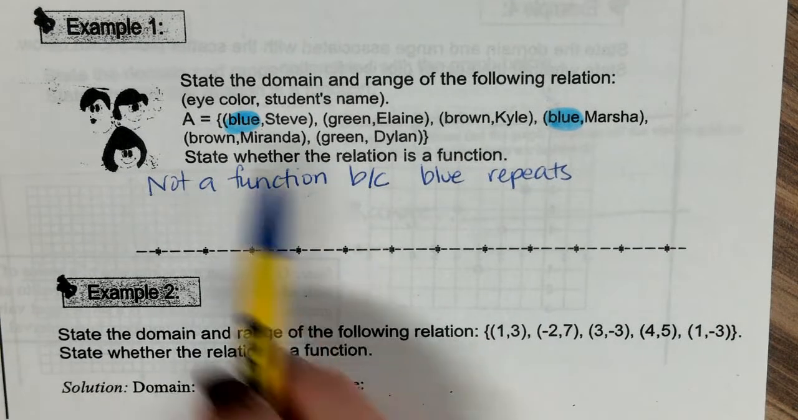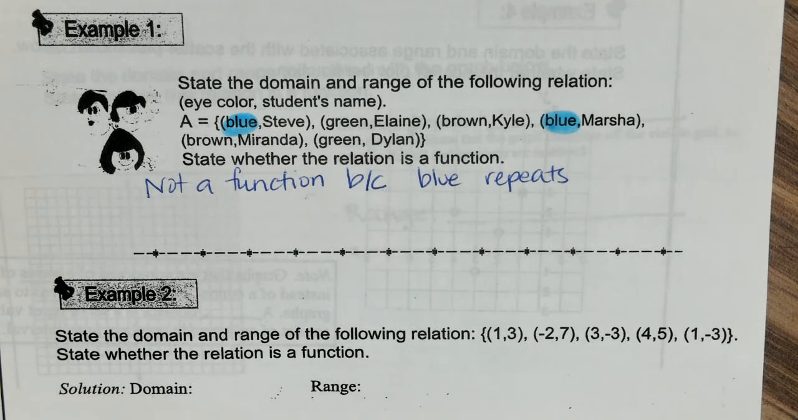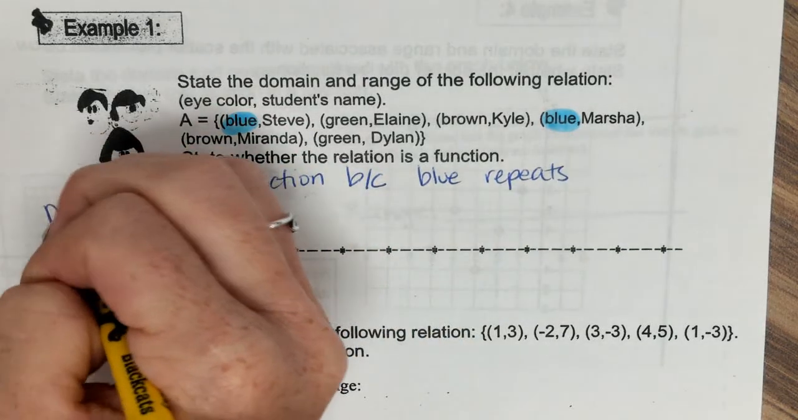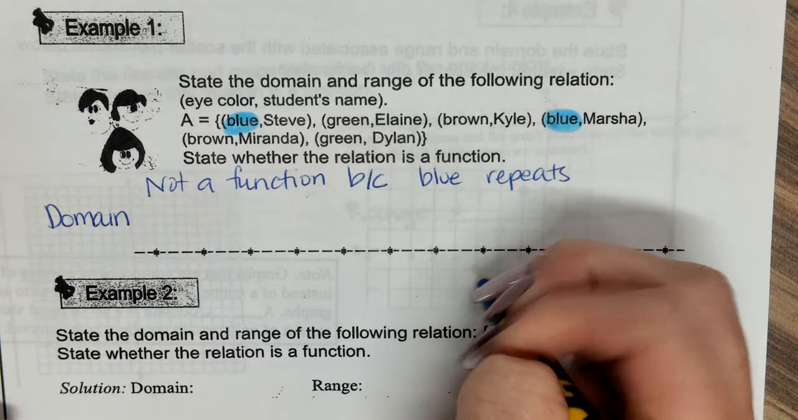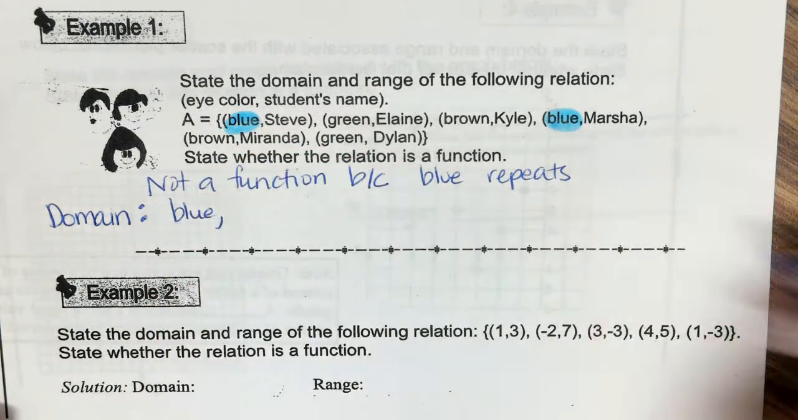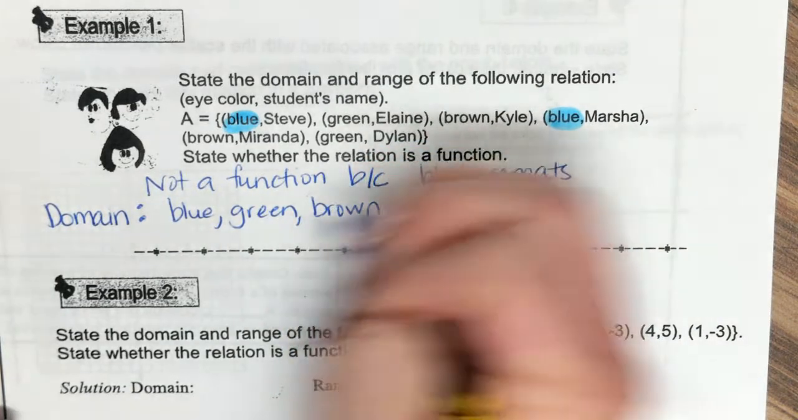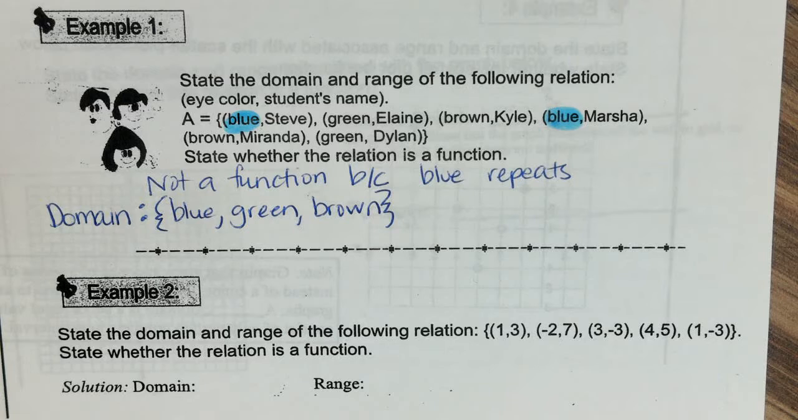Okay, now it wants us to state the domain and the range. Now, it is very important when you state the domain that you state every single input, but you don't repeat it. Does that make sense? So I would only write blue one time. So you wouldn't repeat it. All right, so here we're going to list the domain. So what were my inputs? Blue, comma, green, comma, brown. And I do not repeat any of them, even though they repeat. I only list it one time.